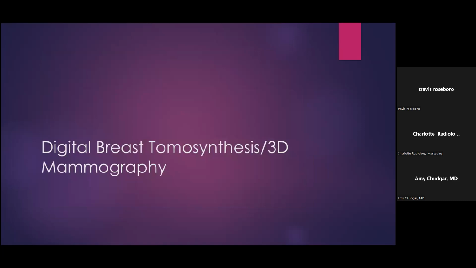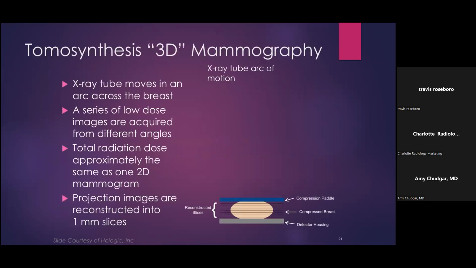We talked about how screening mammograms are very helpful, but they are limited by breast density. This led to the development of digital breast tomosynthesis, also known as 3D mammograms. With 3D mammograms, an X-ray tube moves across the breast in a 15-degree arc and takes multiple low-dose images at different angles. It creates these projection images, and then a computer algorithm reconstructs these into 1 millimeter thick slices. As a radiologist interpreting the images, we can scroll through these almost like a CT scan.